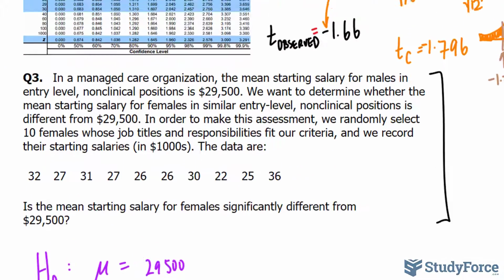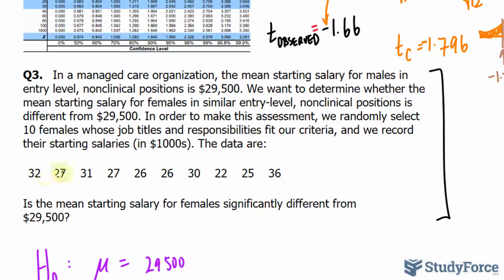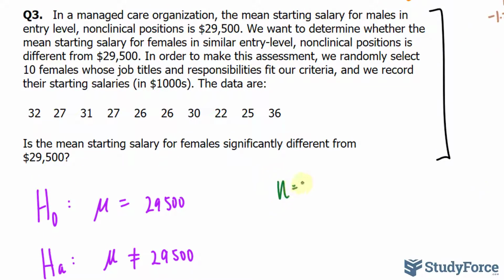Let's look at how many were sampled. 1, 2, 3, 4, 5, 6, 7, 8, 9, 10. An n value of 10 means that we can't use the z-test, but we have to use the t-test. Unlike in the previous questions, questions 1 and 2, we are not given the mean for this, nor are we given the standard deviation. We need to find those manually.